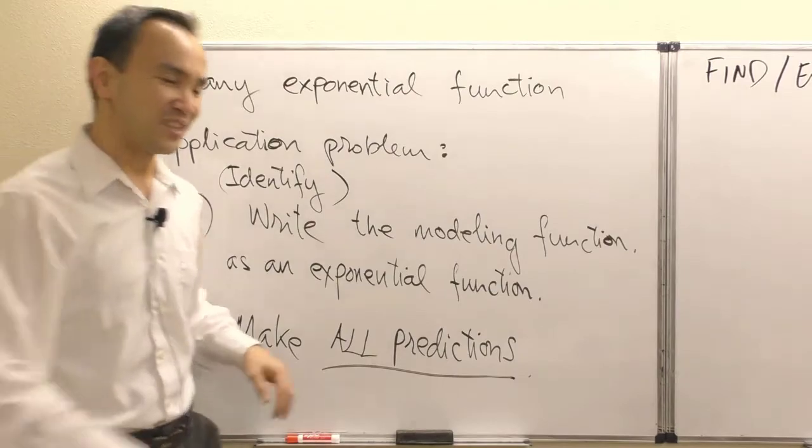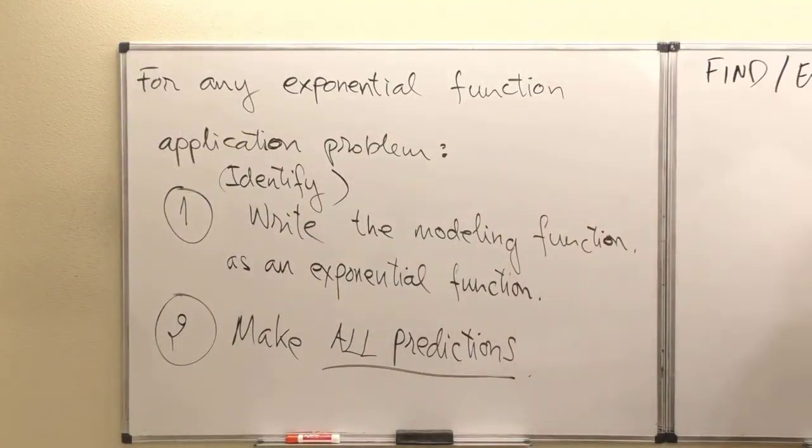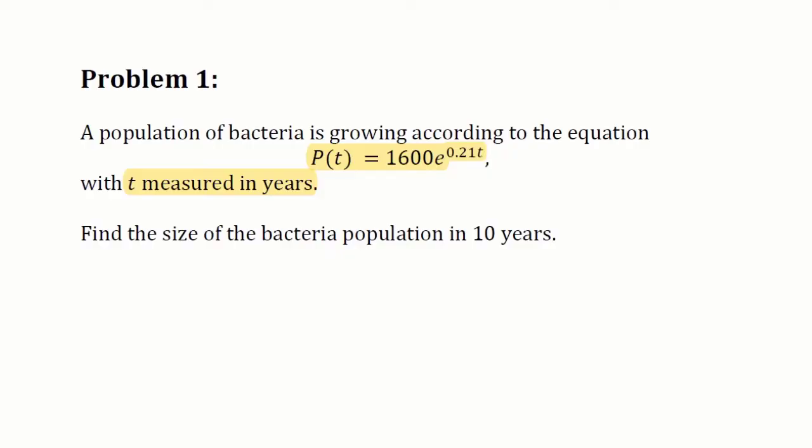All right, and so now once we're clear with the plan, we can start reading into the actual question. In this problem, there's only one question. So now we know that this is our modeling function. The population at any time t is 1600 times base e raised to the power 0.21t. All right, so now we want to find the size of the bacteria population in 10 years.